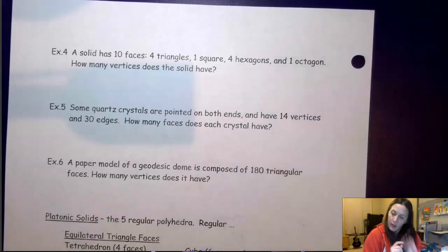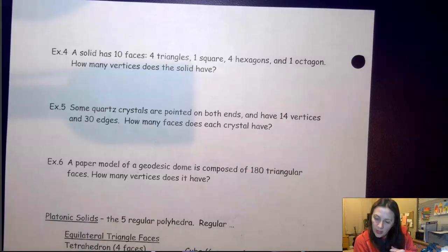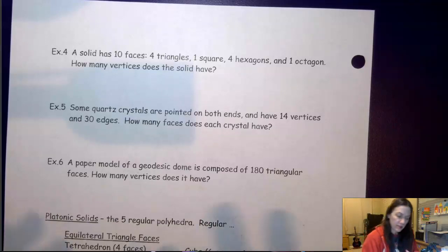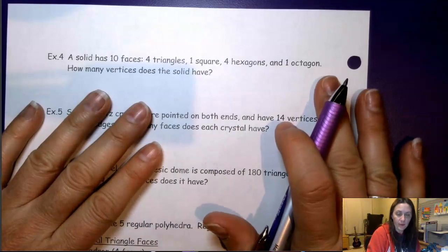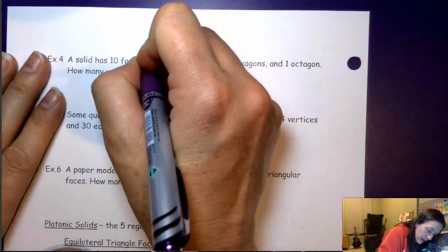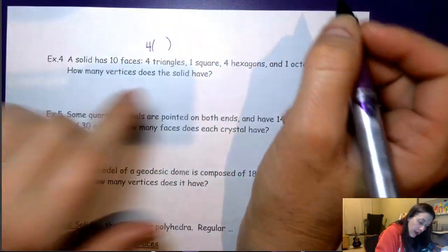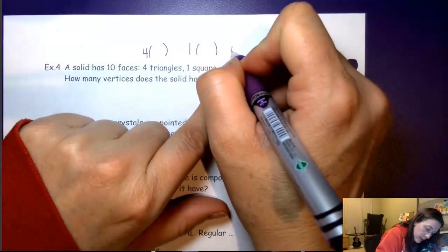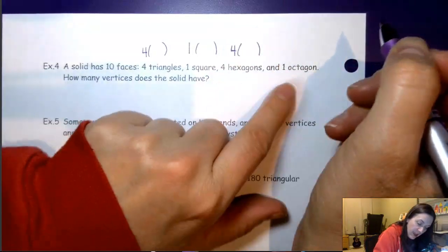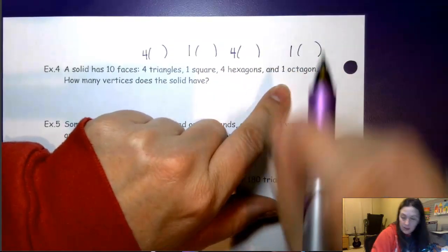Now, one of my common mistake answers, what's my common answer? I don't remember what the common mistake is, so we have to kind of think about this. I have all of these polyhedron faces. I have 4 triangles. I have 1 square. I have 4 hexagons. And I have 1 octagon.